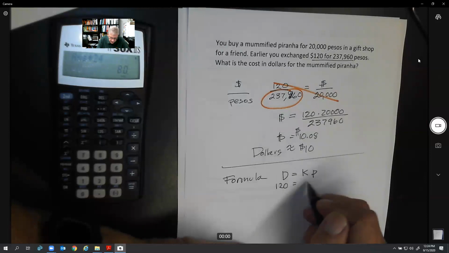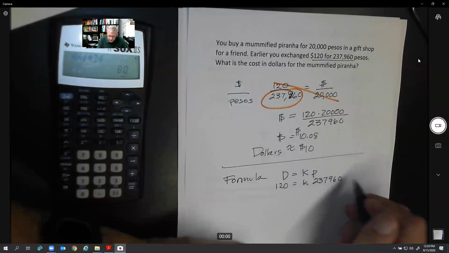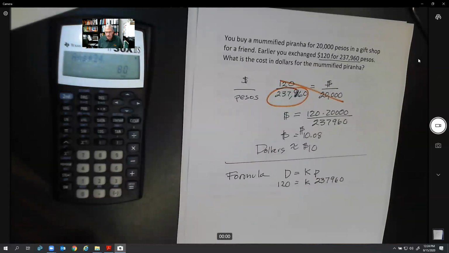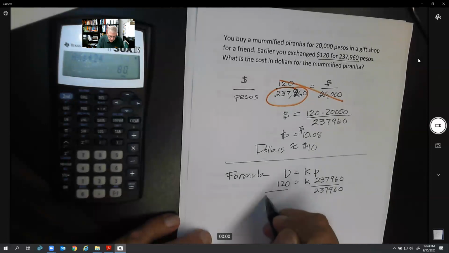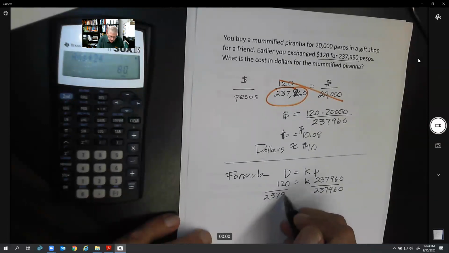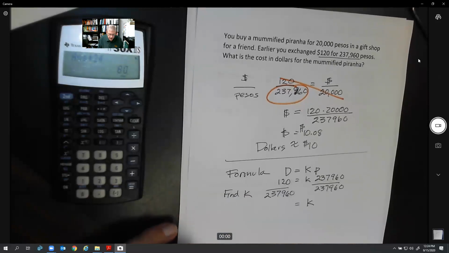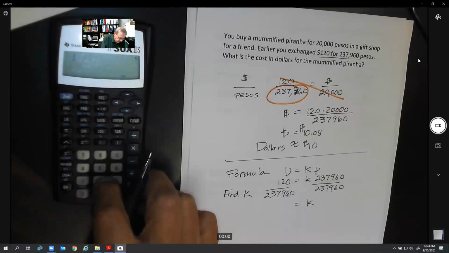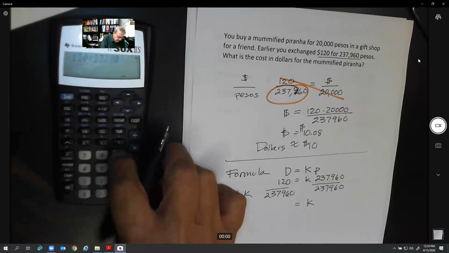$120 equals K times the number of pesos, 237,960. This isn't in your book. I'm just kind of showing you. Okay, and that should give us K if we divide both sides by 237,960. Kind of a big number to divide by. Let's see what happens. This should give us our constant, so we're going to find K. And that's what we're doing here on our next step. So 120 divided by 237,960.